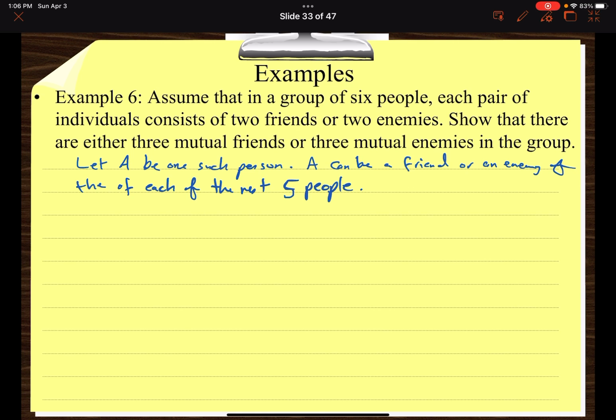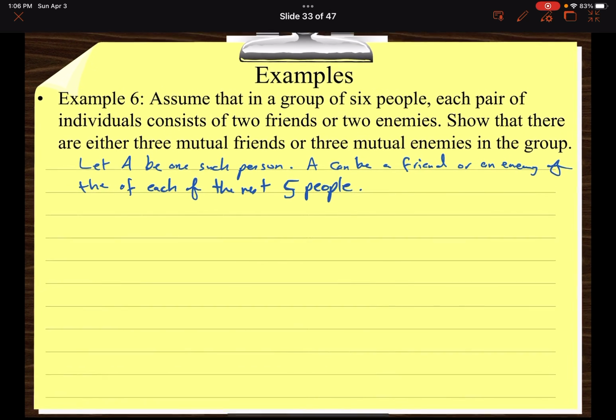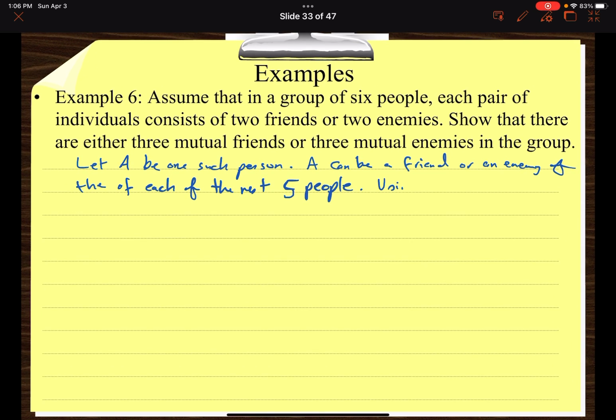Go ahead. Everyone has enemies and friends. So enemies and friends are what? The boxes, right? The k is enemies and friends. And the objects, who are the objects? The 5 people, right? So using the generalized pigeonhole principle, what do we conclude?